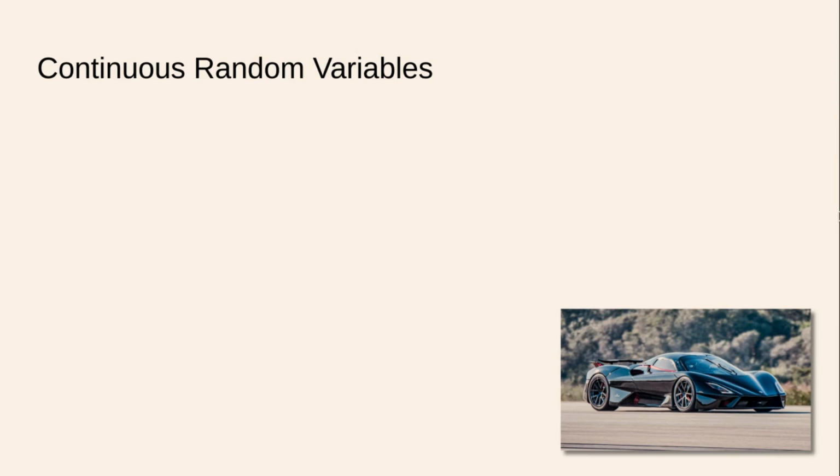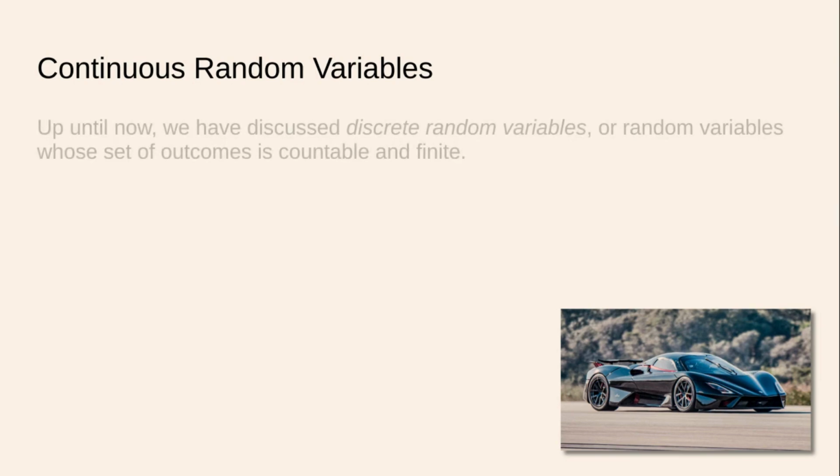Continuous random variables is our topic for the day. So up to this point, we've been talking about discrete random variables. Now we're going to be talking about continuous random variables, which are similar to discrete random variables in some ways, but they do have a key difference. And it's going to be a difference that shows up when we do calculations on our graphing calculators.